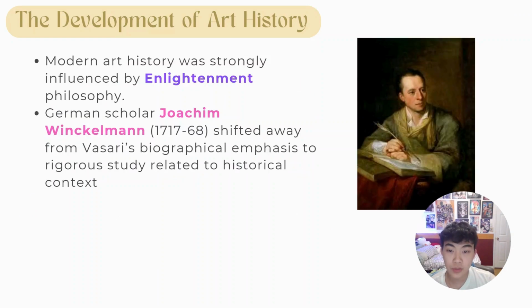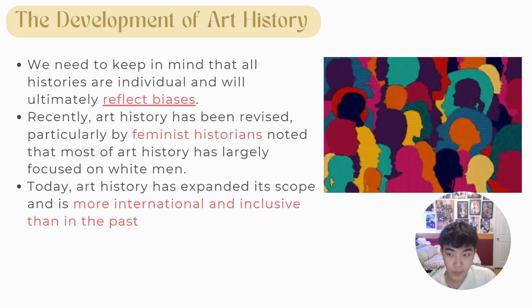Modern art history was strongly influenced by Enlightenment philosophy. German scholar Joachim Winckelmann shifted away from Vasari's biographical emphasis to rigorous study related to historical context. Overall, we need to keep in mind that all histories are individual and ultimately reflect biases. Recently, art history has been revised, particularly by feminist historians, who noted that most of art history has largely focused on white men. Today, art history has expanded its scope and is more international and inclusive than in the past.